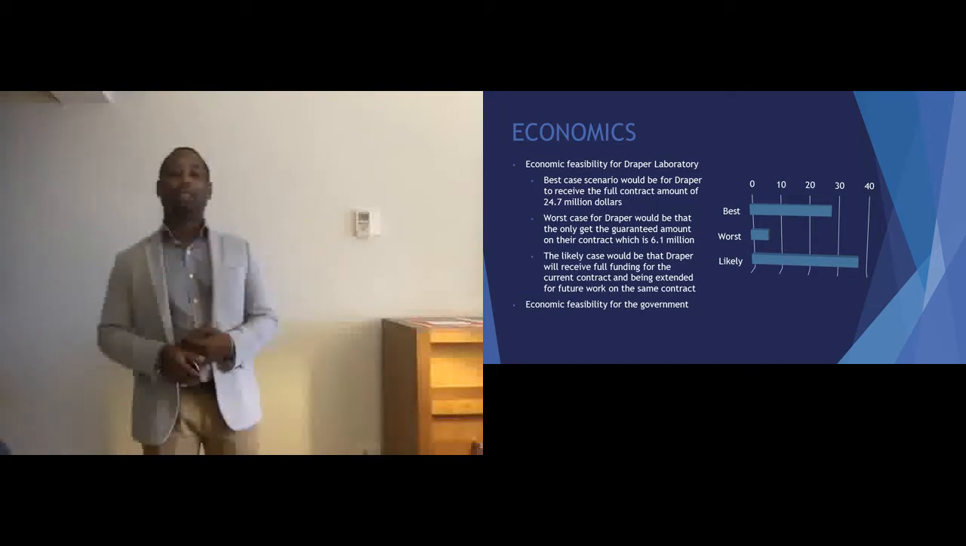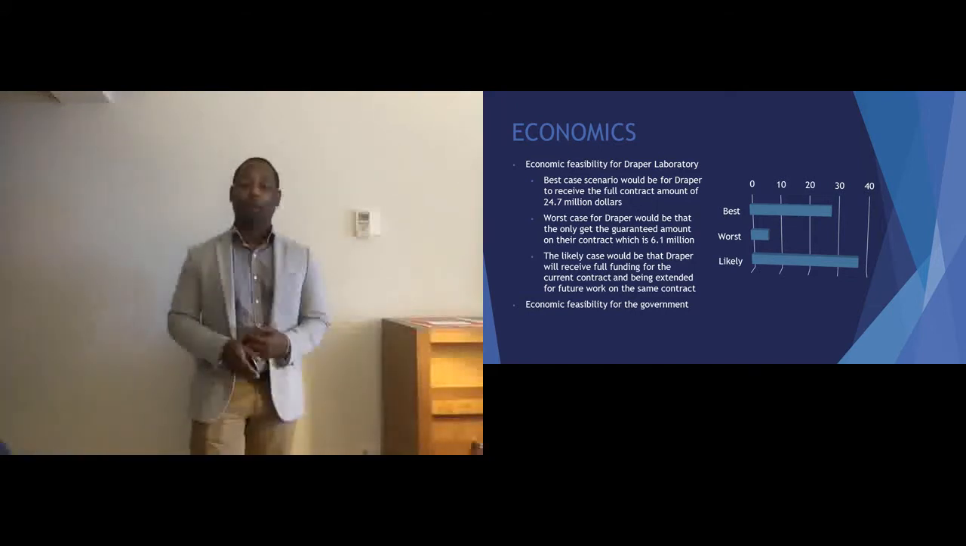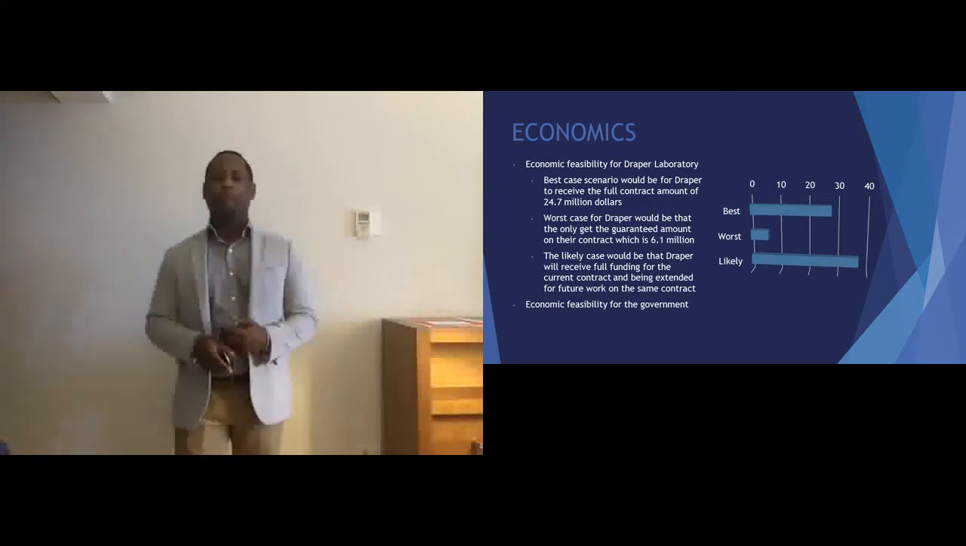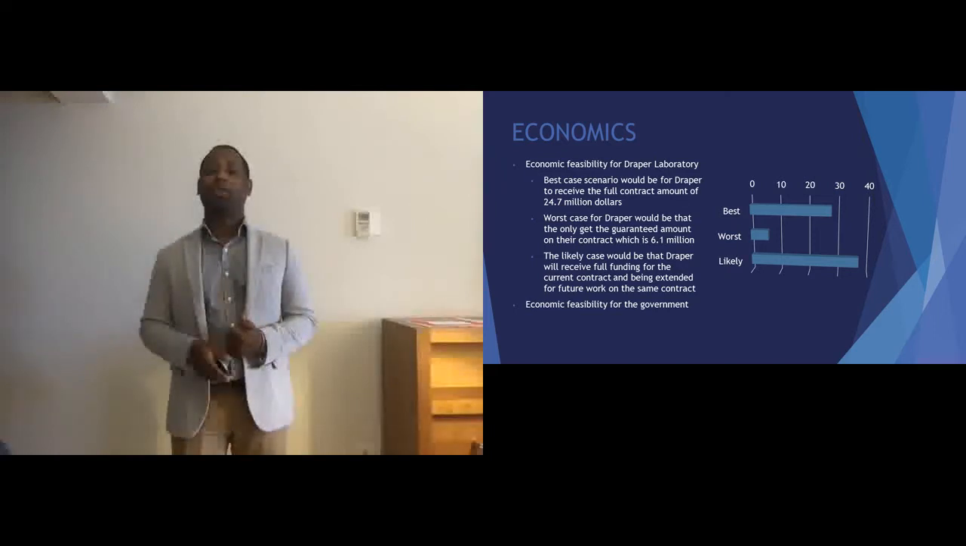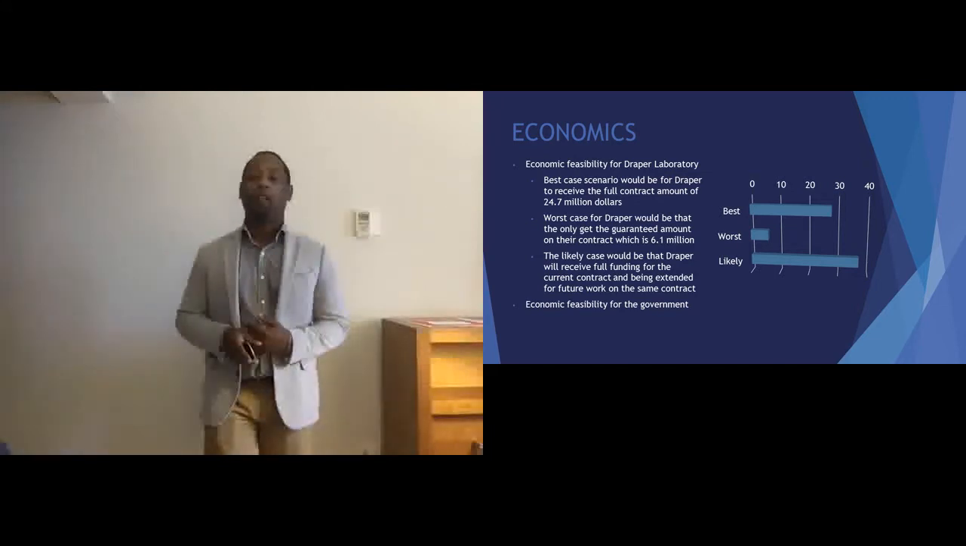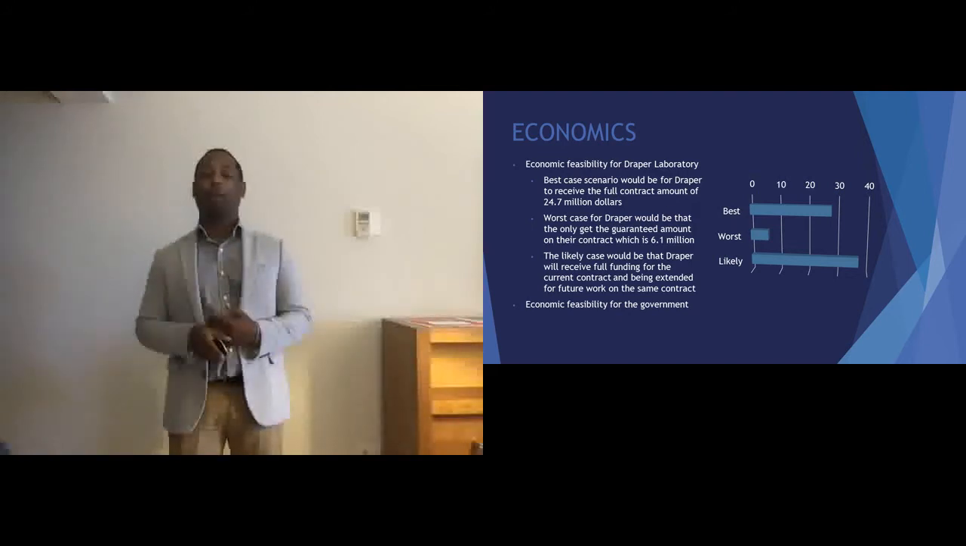So the economic feasibility for Draper Laboratories and the FAST system is actually very good. The government just renewed their contract with Draper Laboratories, bringing it up from 1.4 million on the initial contract to now 27.6 million. The best case scenario for Draper is to receive the full contract amount. Up, I misquoted. Instead of 27.6, it's $24.7 million. So the best case scenario would be for Draper to receive the full contract amount of $24.7 million.